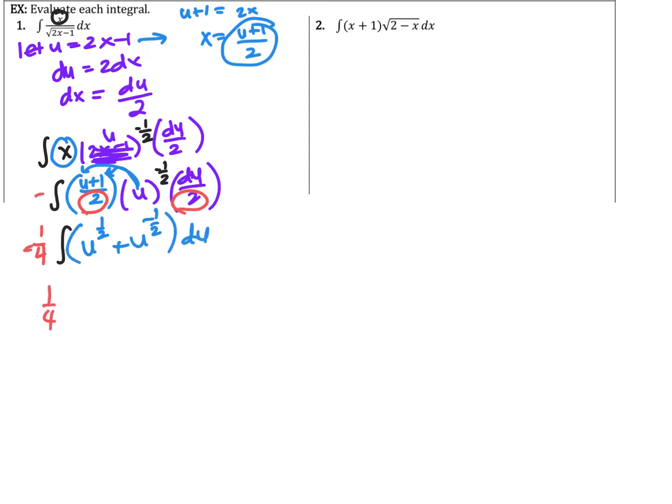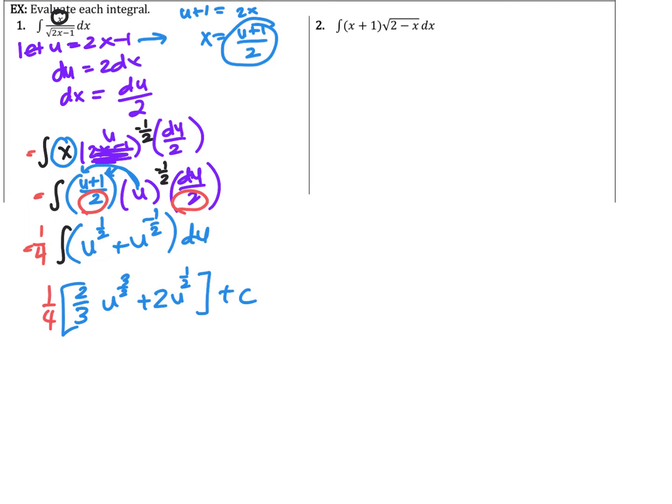Now I'm going to go ahead and evaluate this integral. So u to the 1/2, if I add 1, is going to become u to the 3/2 divided by 3/2, or times 2/3, plus u to the negative 1/2 is going to become u to the positive 1/2 divided by 1/2, or times 2, plus some c value.